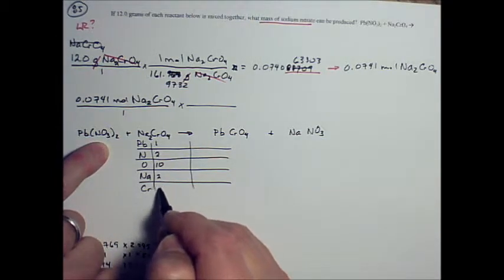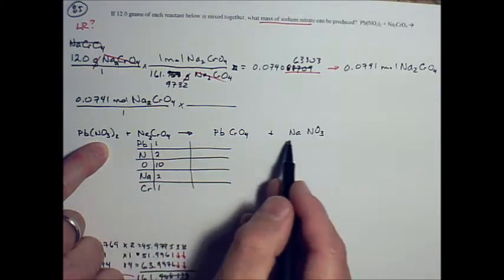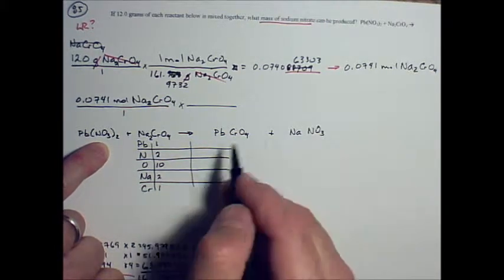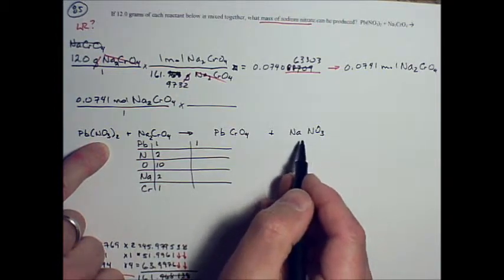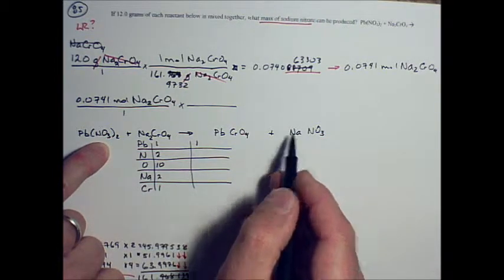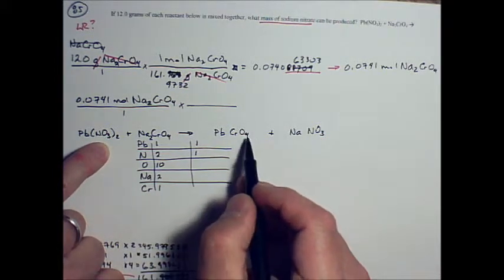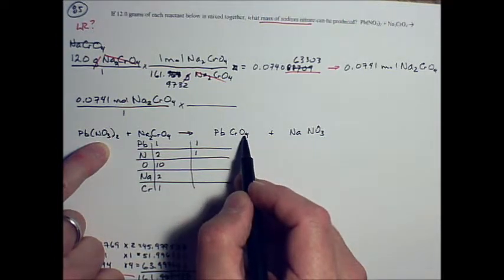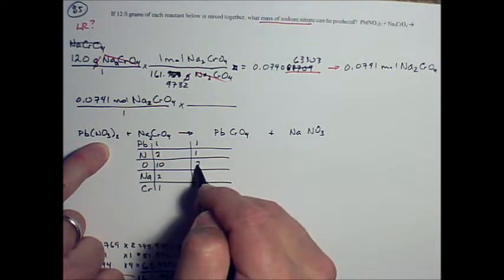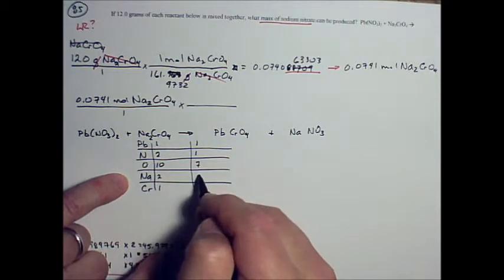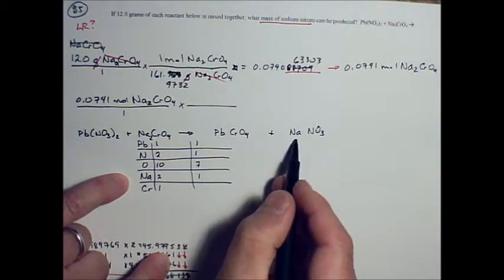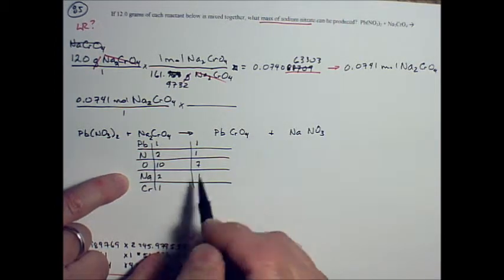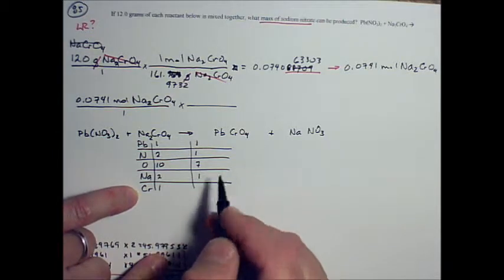How many chromiums? 1. Over here on the right hand side, how many leads are there? 1. How many nitrogens are there? 1 nitrogen. How many oxygens? 7. 3 and 7 makes 7. How many sodiums? 8. How about chromiums? 1.